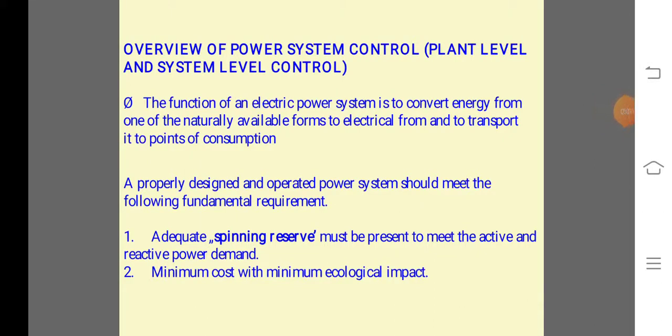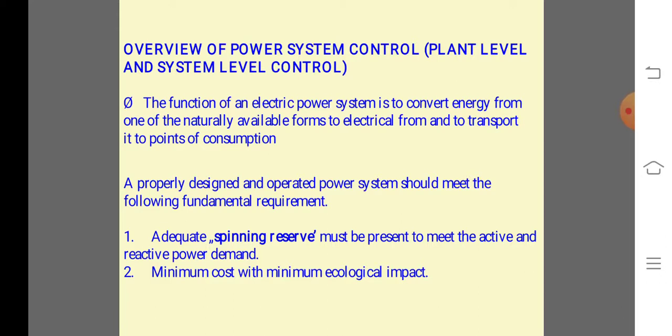Hello everybody. Let us see an overview of power system control, that means plant level and system level control. In this control, the function of an electric power system is to convert energy from one of the naturally available forms to electrical form and to transport it to points of consumption. A properly designed and operated power system should meet the following fundamental requirements.